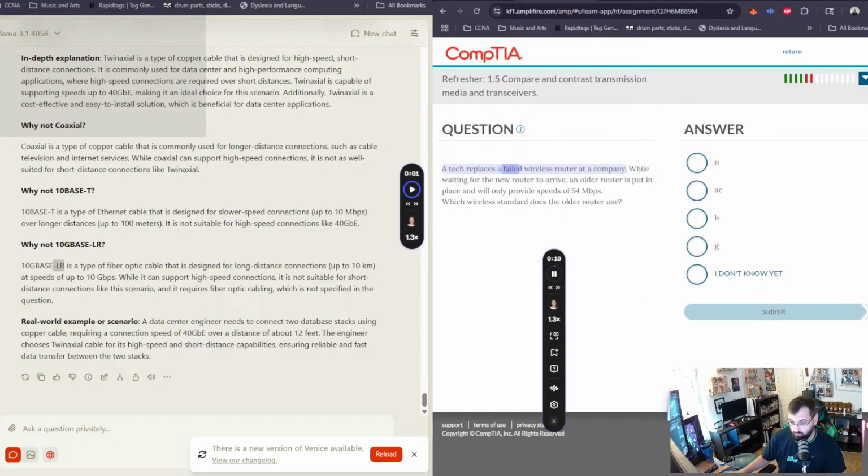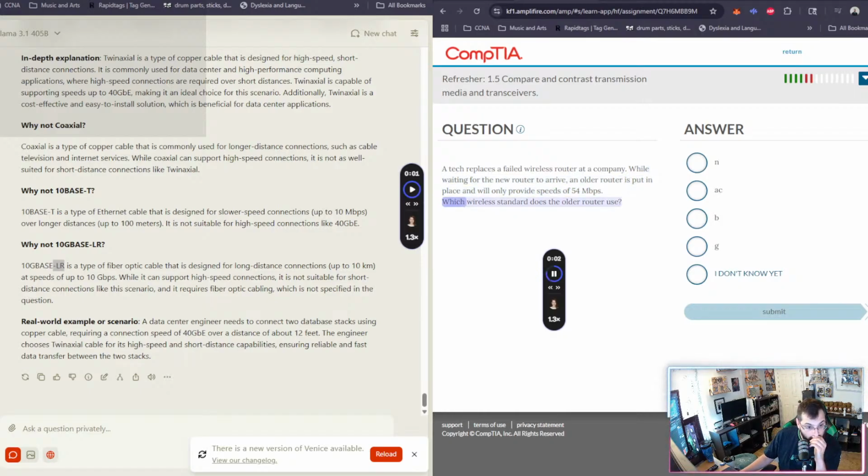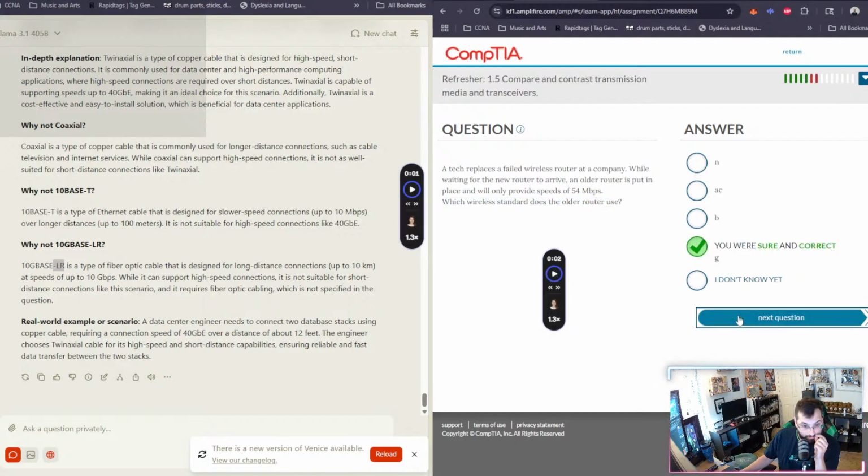A tech replaces a failed wireless router at a company. While waiting for the new router to arrive, an older router is put in place and will only provide speeds of 54 Mbps. Which wireless standard does the older router use? G. And I know that because this is Wi-Fi 5. I think that's 6. That's just 5G.